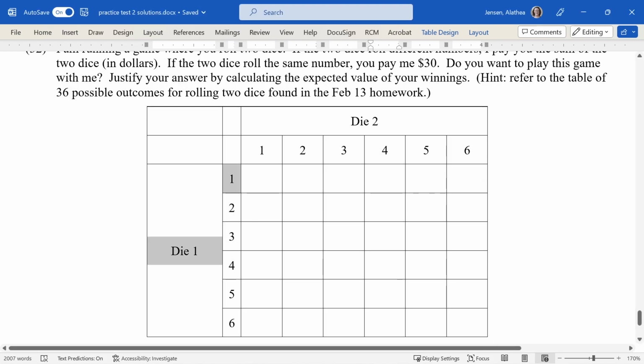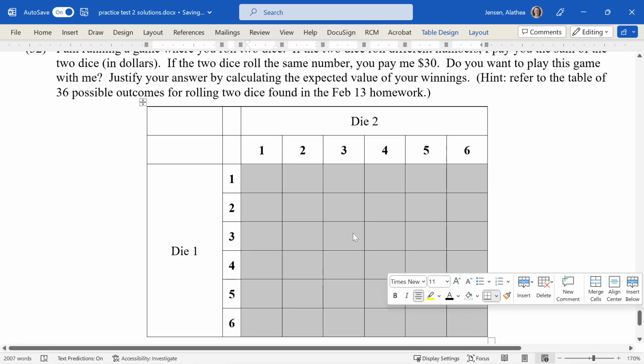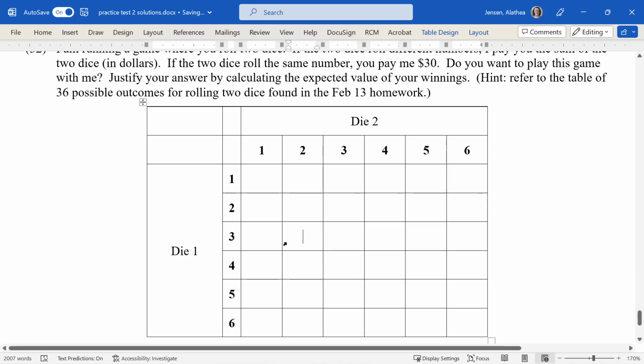So basically, these are the outcomes for rolling die 1. You can get a 1 through a 6. And then for rolling die 2, you can get a 1 through a 6. And then these 36 cells right here are the outcome for both dice at once. So this cell, for example, means die 1 was a 3 and die 2 was a 2. And over here, this would be the one where die 1 was a 2 and die 2 was a 6.